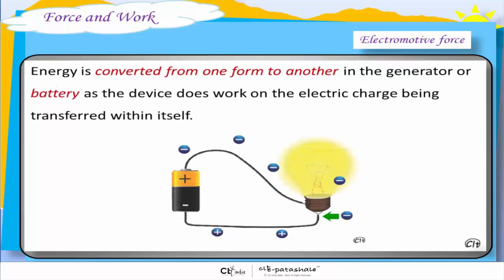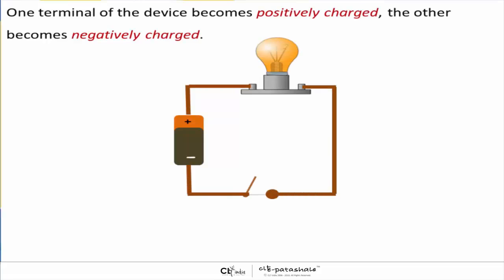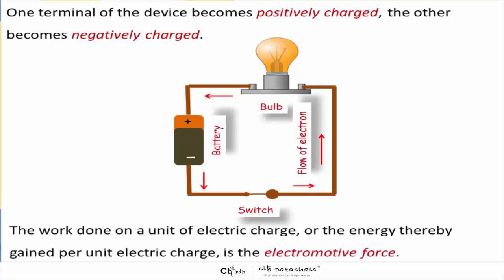Energy is converted from one form to another in the generator or battery as the device does work on the electric charge being transferred within itself. One terminal of the device becomes positively charged, the other becomes negatively charged. The work done on a unit of electric charge, or the energy thereby gained per unit electric charge, is the electromotive force.